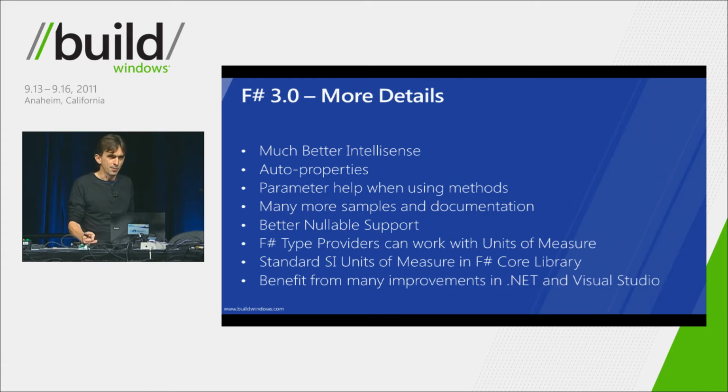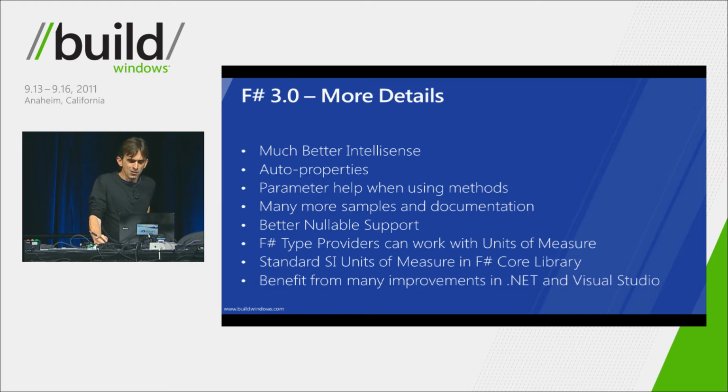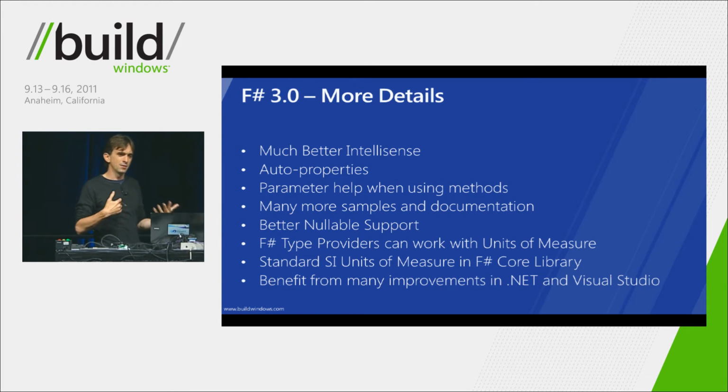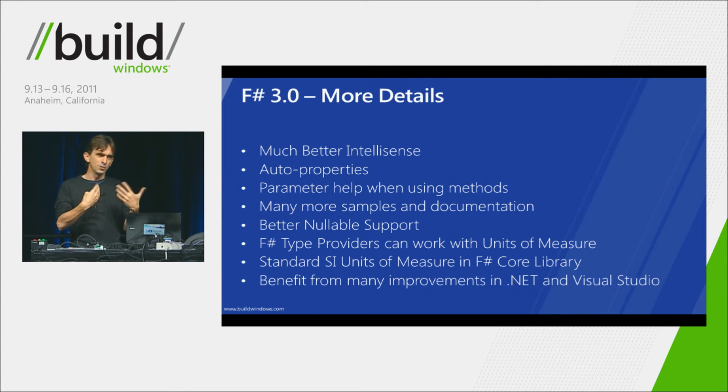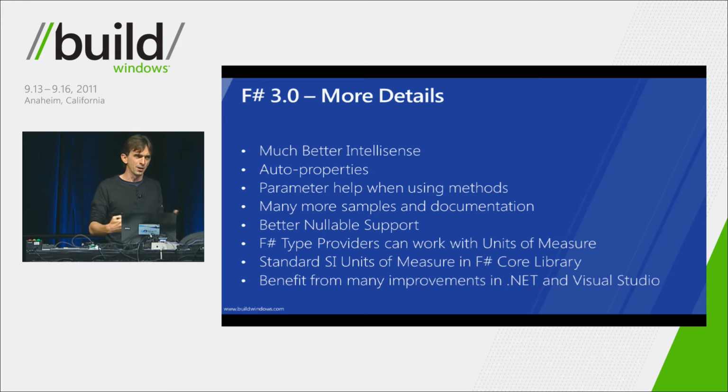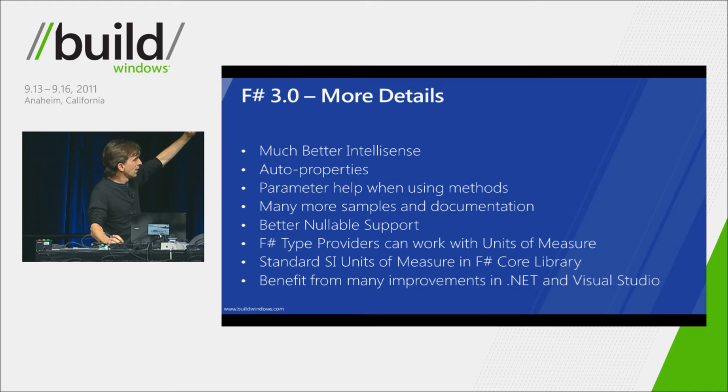A few more details about F# 3.0. We've been working a lot on the IntelliSense implementation. That's very much because type providers are clearly associated with the quality of the way that you're using the metadata. The better tooling, the better IntelliSense, the better red squigglies and so on you can give, the better the experience of using these data and information spaces, as well as improving F# programming more generally. We've added auto properties, just like in C# and Visual Basic. Parameter help when using methods. There are many more samples and much better documentation. We have better nullable support.